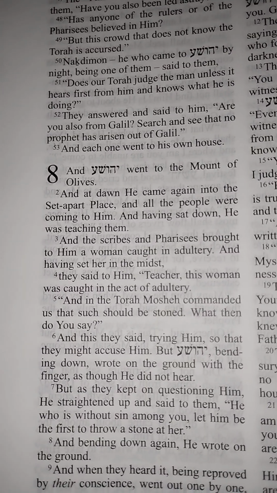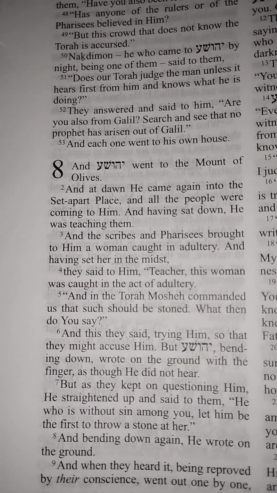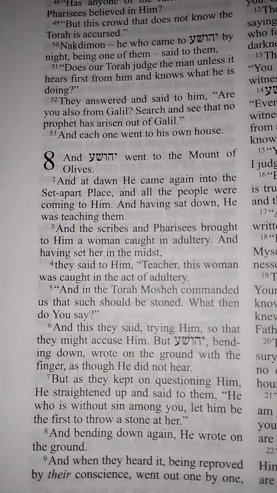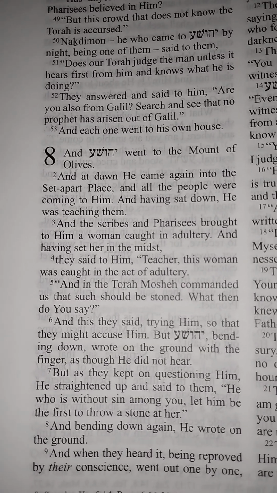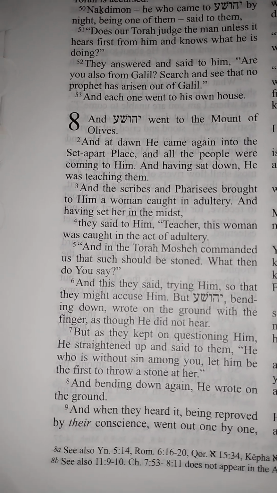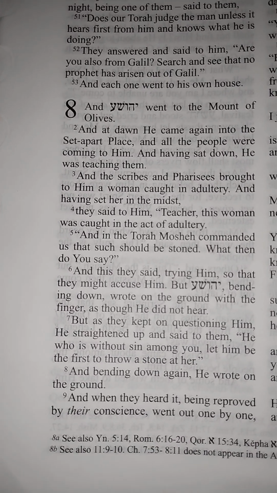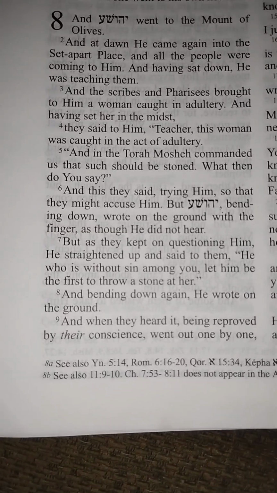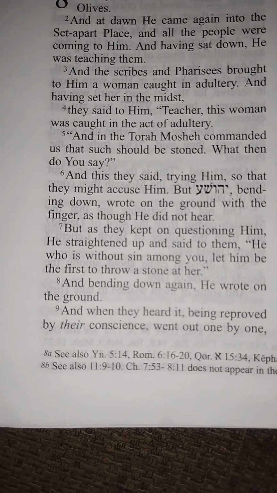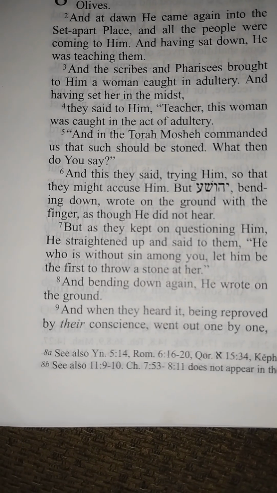adultery. And in the Torah, Moshe commanded us that such should be stoned. What then do you say? And this they said, trying him, so they might accuse him. But Yeshua, bending down, wrote on the ground with a finger, as though he did not hear. But as they kept on questioning him, he straightened up and said to them, He who is without sin among you, let him be the first to throw a stone at her.